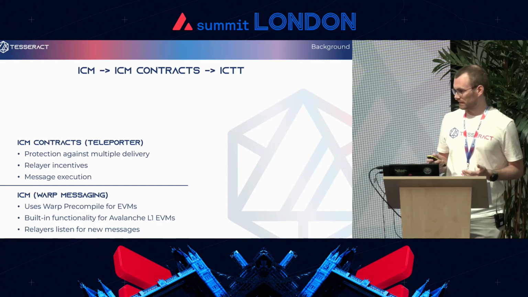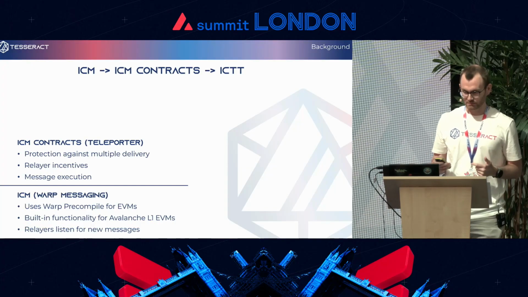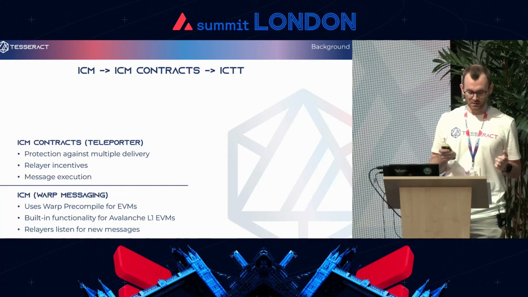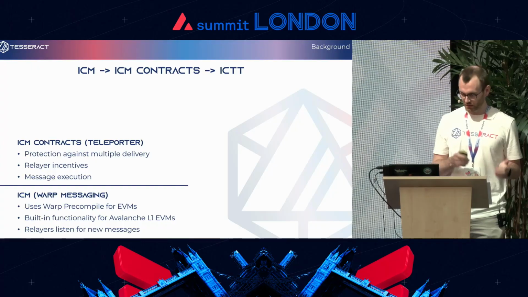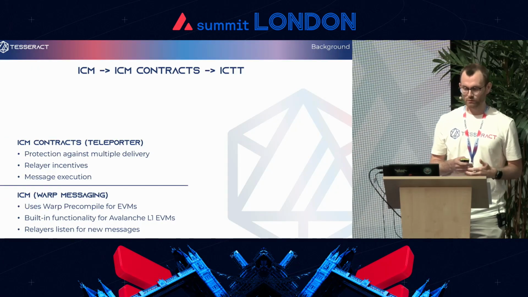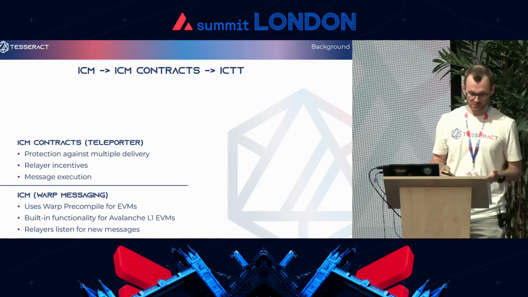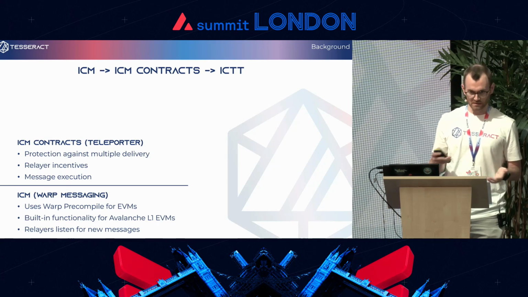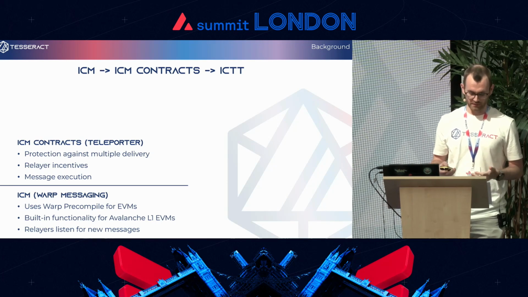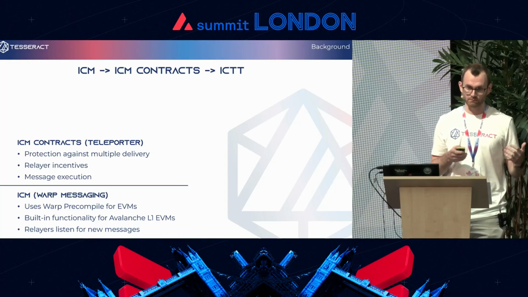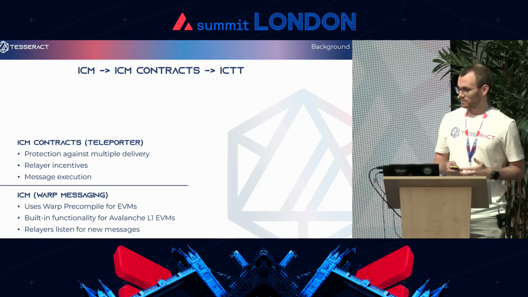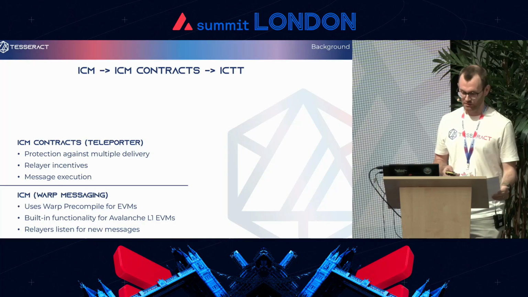But fortunately, Avalabs built ICM contracts, also known as teleporter messenger, to abstract a lot of that away, so that smart contracts built on top can just call functions like send cross-chain message to send messages, and can receive messages by having the required receiver interface implemented. So they don't have to worry about signature aggregation and similar types of things.